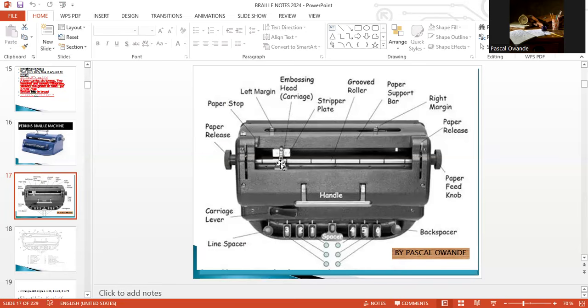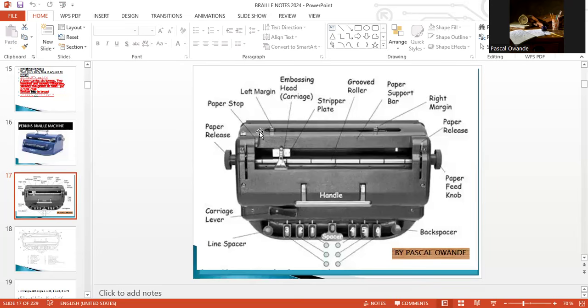Let's start with the margin setters. This one that you can see here, and another one is found on the right. So we have the margin setters, one at the right and another one at the left. We use them to set the margin on the left and the margin on the right to enable us to start embossing.